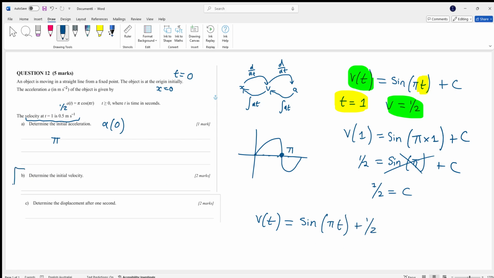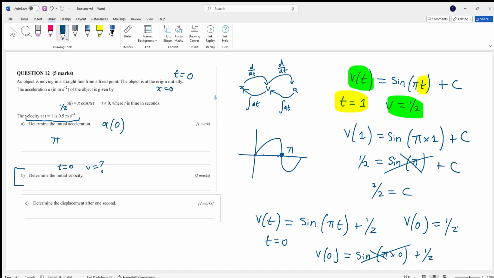Now we can actually answer the question, determine the initial velocity. The initial velocity, remember the word initial means t equals 0. We want to know the velocity at the very start. So all we have to do is just chuck in t equals 0 into here. So here, you get v of 0 equals sine of pi times by 0 plus a half. Pi times by 0 gives you 0. So v of 0 is equal to a half. So that is the initial velocity as well.